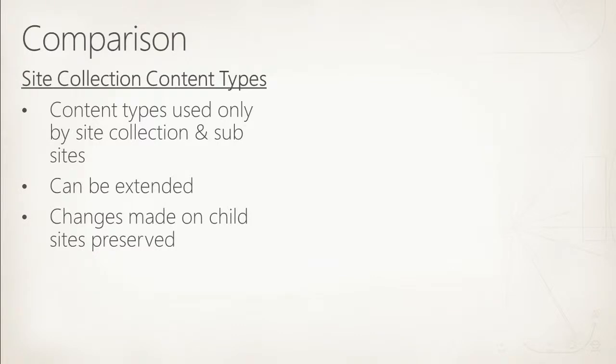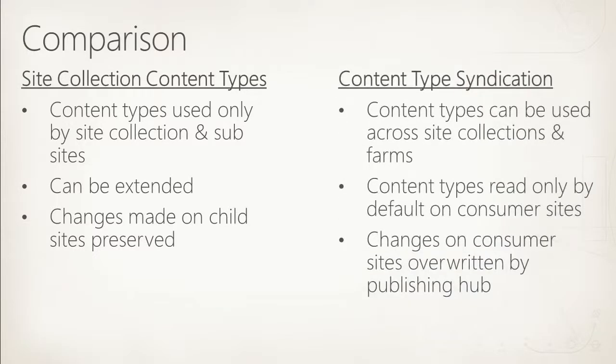All right, so site collection content types, again, can be used by the site collection and within those subsites. They can be extended, and any changes that you make on the child sites get preserved. So when SharePoint pushes things down, it is not going to overwrite those columns that you changed. The content type syndication hub, again, has the benefit of content types being used across site collections and farms. By default, remember, those content types are read-only in the consumers. You can change that, but be careful.